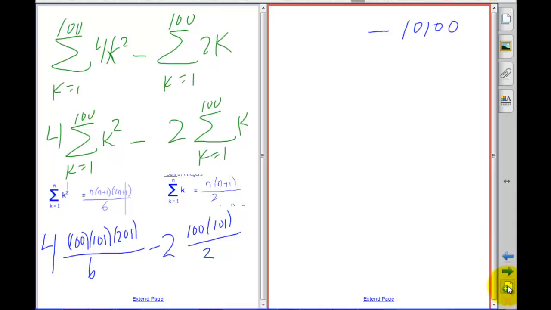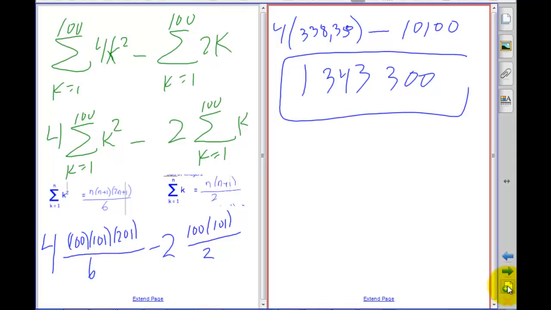And we already did this, and didn't we get 338,350? Yeah. Okay, times 4 minus 10,100. And you get 1,343,300. That's how I expect you to do it by hand.